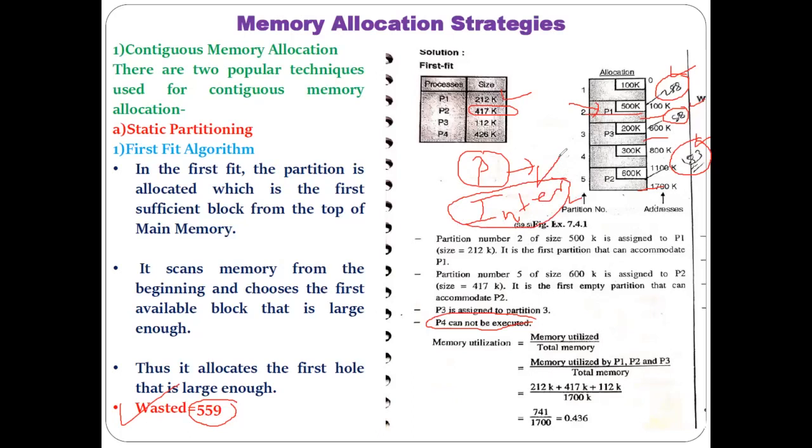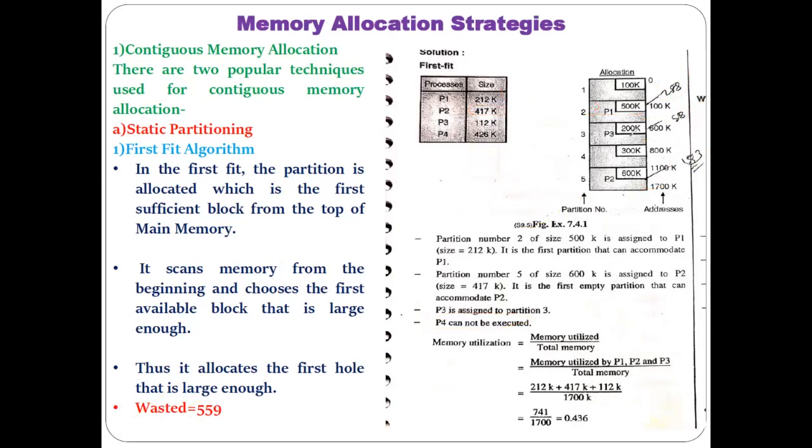What is internal fragmentation? Internal fragmentation says that even when a process is allocated within a particular partition, the unused space within that partition cannot be utilized. Or we can say, when the size of the process is less than the size of the partition, that unused memory is called internal fragmentation.